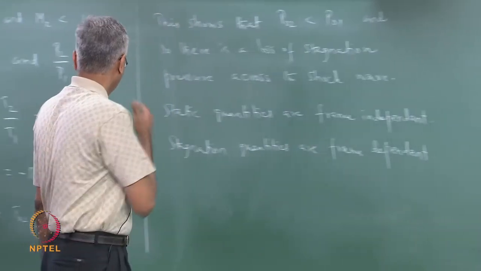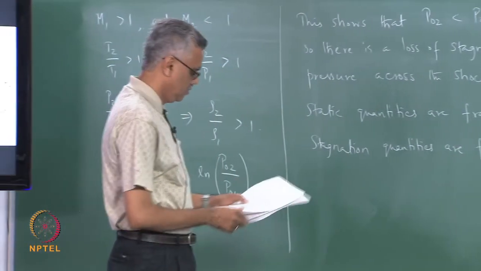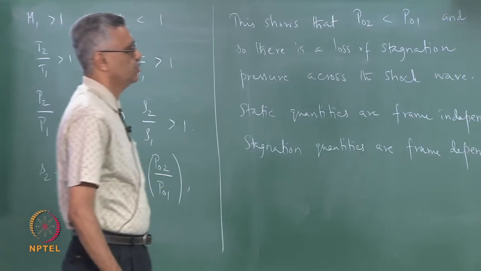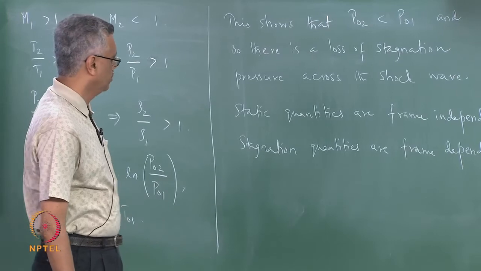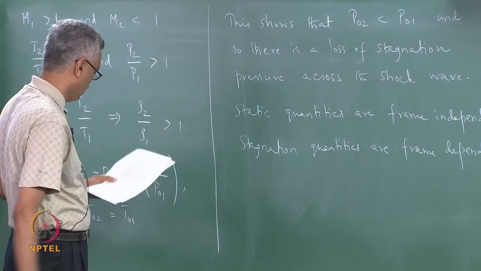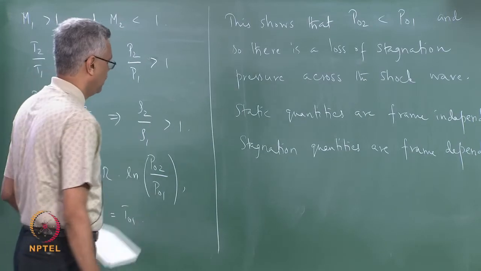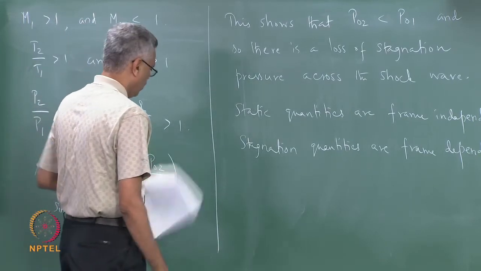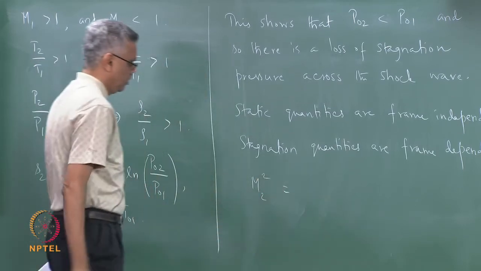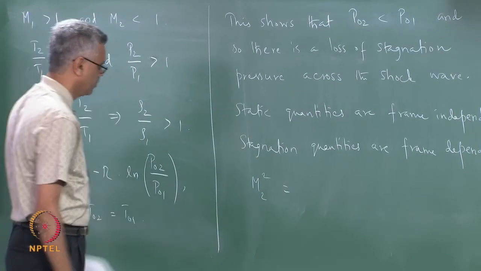So, what we are going to do next is to try to draw some inferences on the shock wave solution. Before we do that, let us just take a quick look. We have derived the solution already, and let us just take a quick look at the Mach number M2 square for some of these cases.